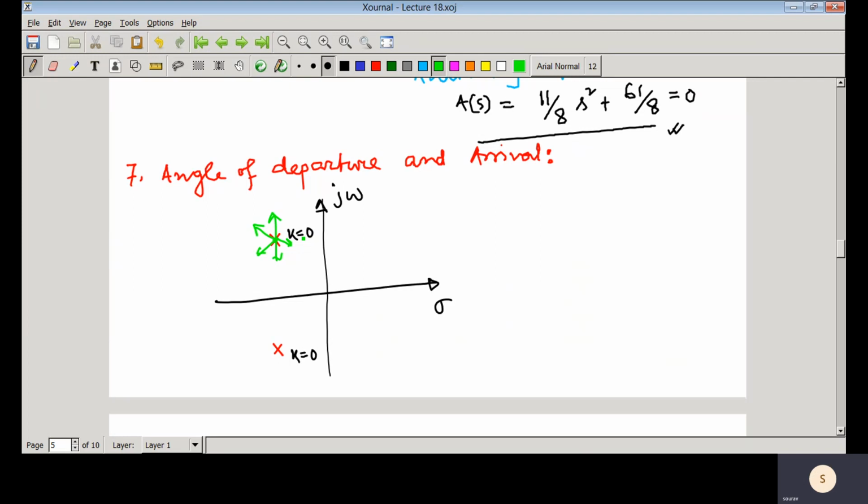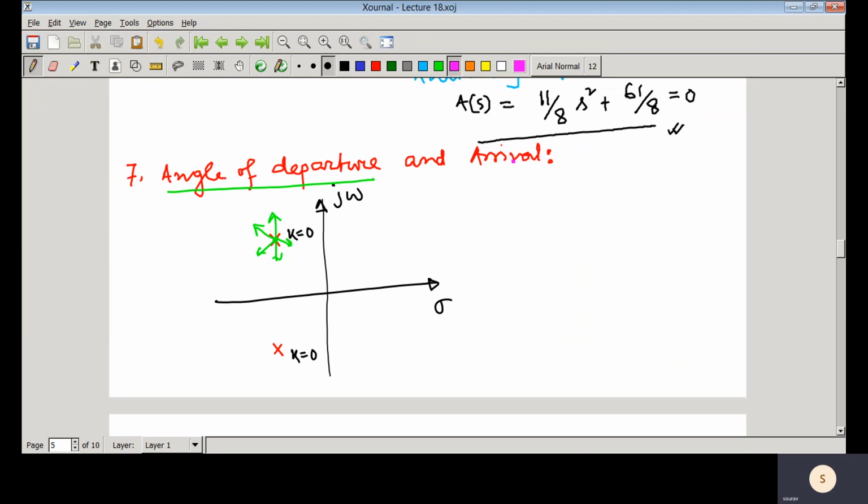That particular concept is called the angle of departure. That means along which direction. That is the angle we need to find. Whenever we increase the value of k, the closed loop pole will be moving from the complex conjugate pole along that direction. That is called the angle of departure.